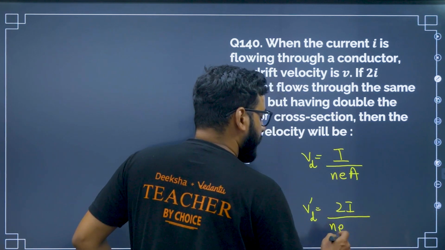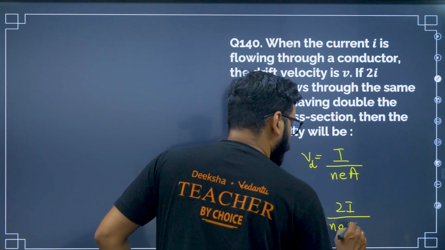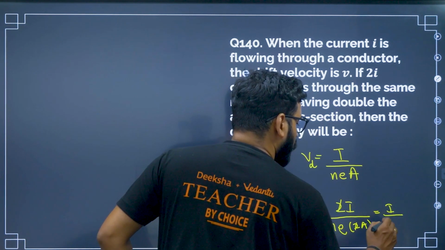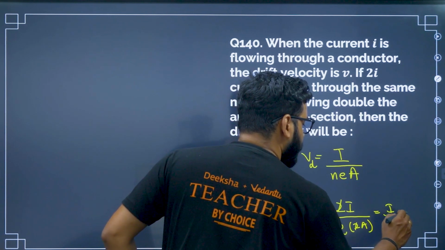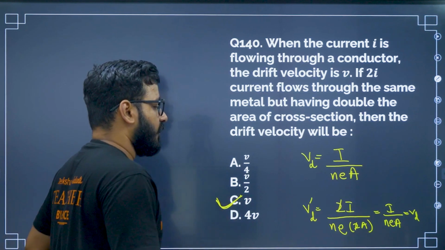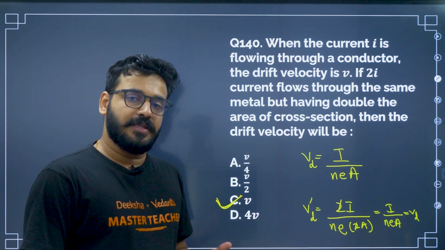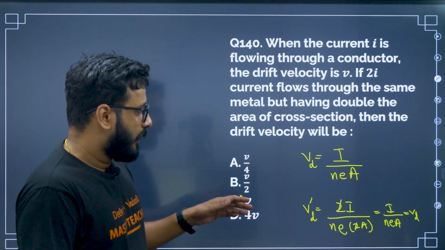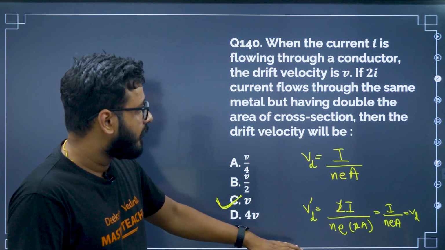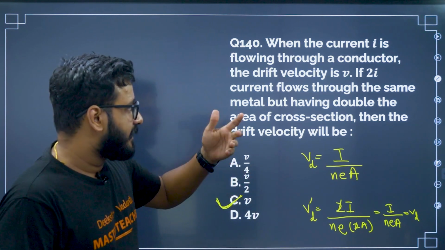Nothing else is changing, same material, same metal, so NE is same. Now the area is also becoming double, so let's write 2A. But ultimately when you cancel out the similar terms, the new drift velocity is just the same as the old drift velocity. So the correct answer is option C, V itself. When both current and area change simultaneously, the drift velocity will remain constant. Very simple. Only if you know this particular formula, you can do it very easily. We have had a stream of simple questions for a while. Let's see the next question.